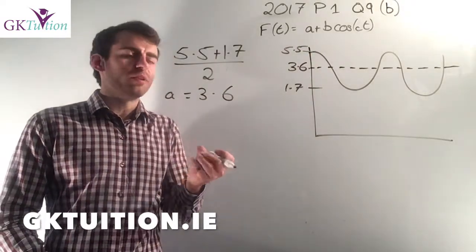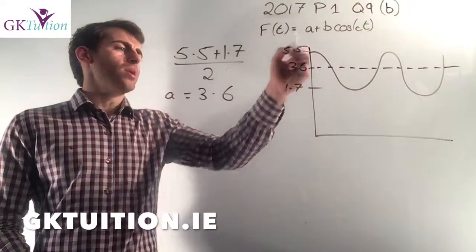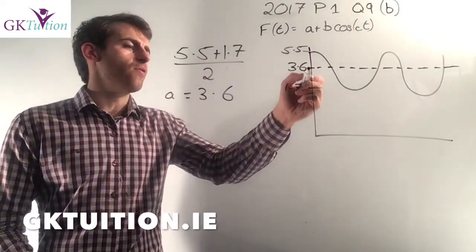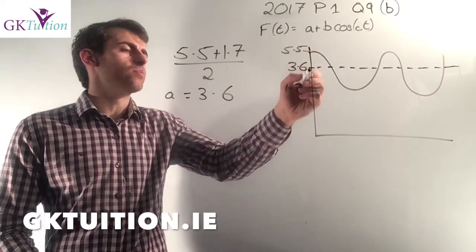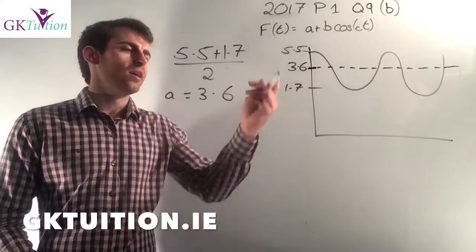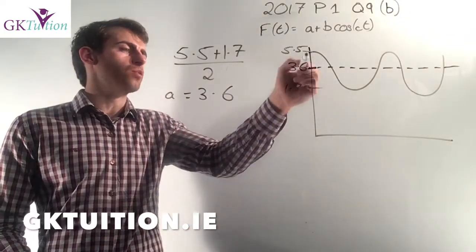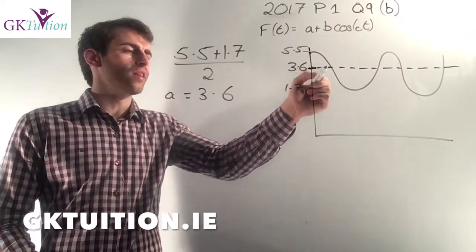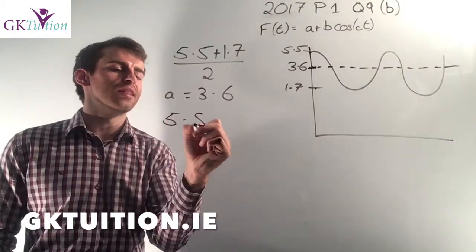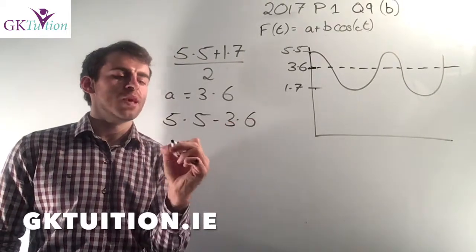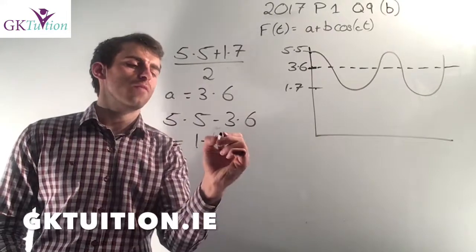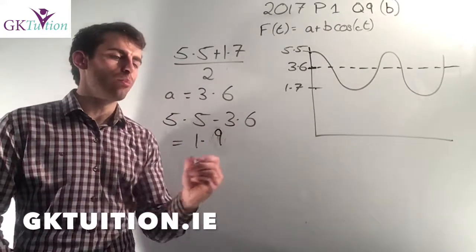The question also asked me to find my B. Now B, I often refer to it as the amplitude. Okay, so basically how far from 3.6 does the graph deviate? The amplitude is the difference between the maximum and the midline, or the difference between the midline and the minimum. So it doesn't matter either way. So let's say the maximum minus the midline, the amplitude in this case is 1.9. 5.5 minus 3.6 gives me 1.9.